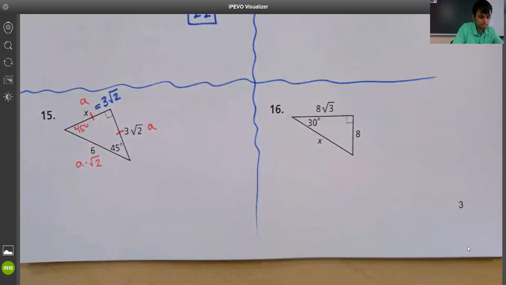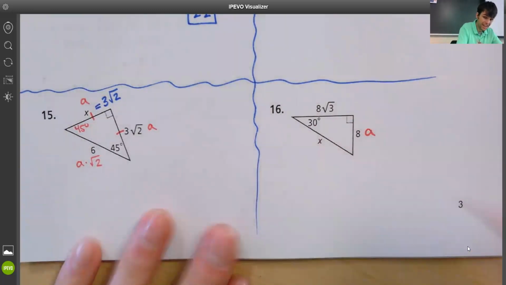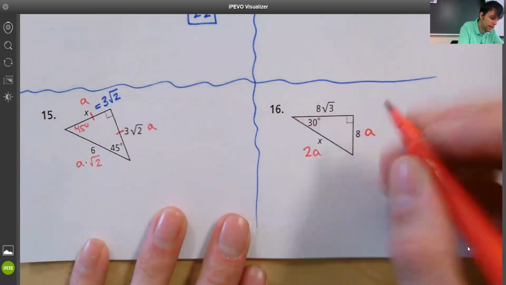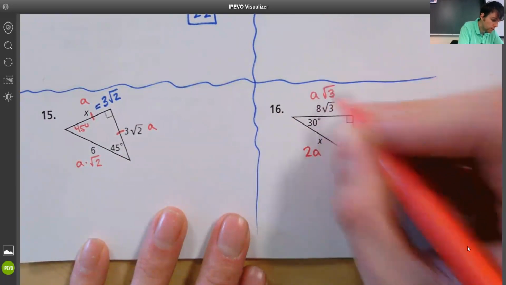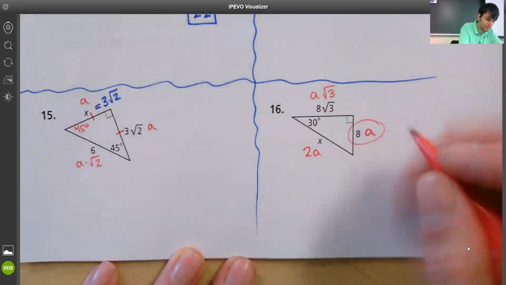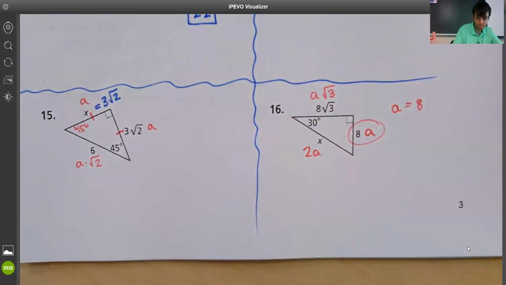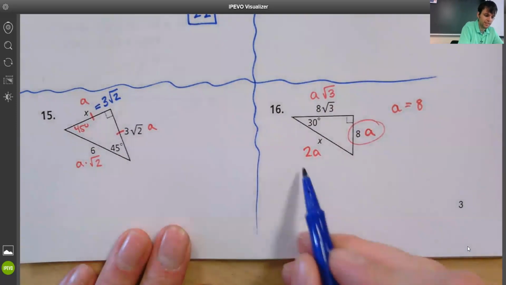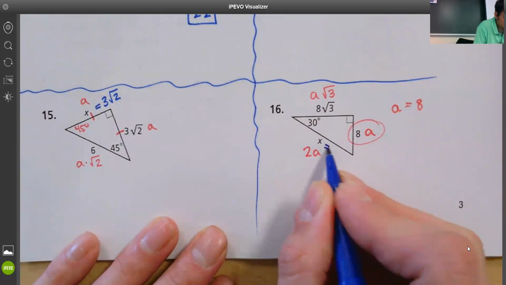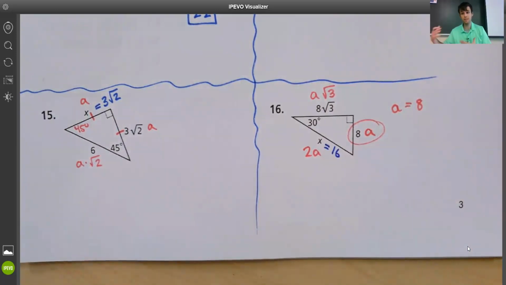And then the last one here, again, I'll go ahead and label it. This one's a 30, 60, 90. The short leg is the A leg, the hypotenuse is 2A, and the longer leg is the A root 3. It might jump out to you already: we know the value of A, right? For this triangle, A equals 8. Pretty easy. So in this case, the side we're missing is the hypotenuse, the 2A side. 2 times 8 is 16. So the side we're missing is 16. And there you go.